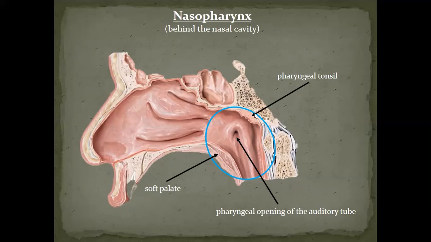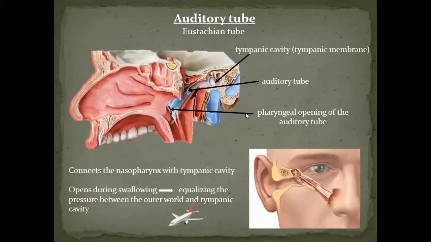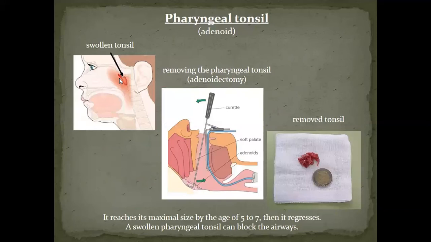Okay, in the nasopharynx we can also find a tonsil, the pharyngeal tonsil, which is active mostly in children, and it reaches the maximum size in childhood somewhere around year 5 or 6, and then it regresses. Okay, why is it important to know about? Because if the pharyngeal tonsil gets inflamed and it gets bigger, so it gets swollen, then it can block the airways.